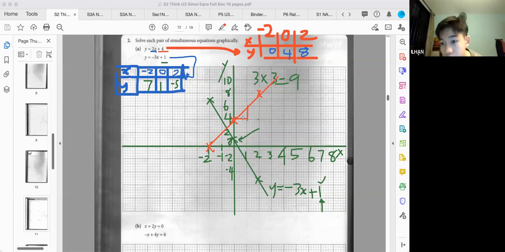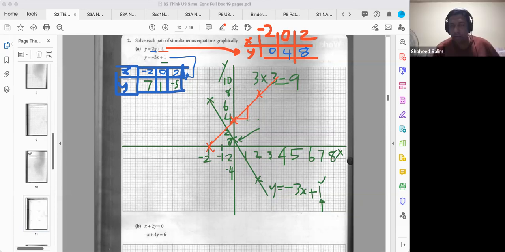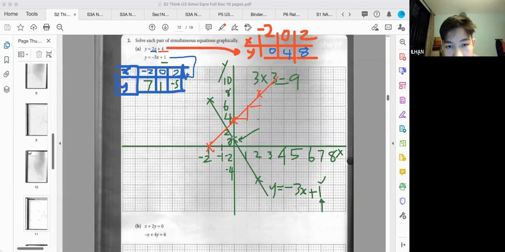x is from 0 to 1. y goes from 4 to 6. Although it looks like the same, it's different because the size of the interval is different. Do you notice that?